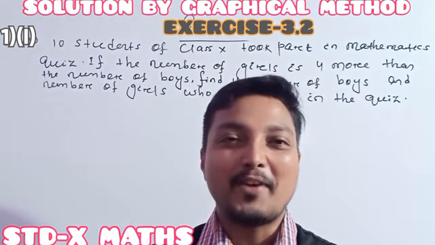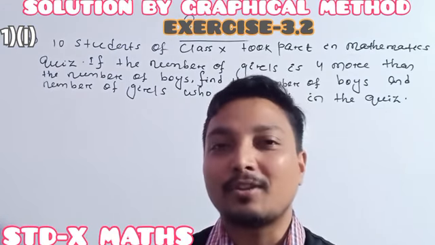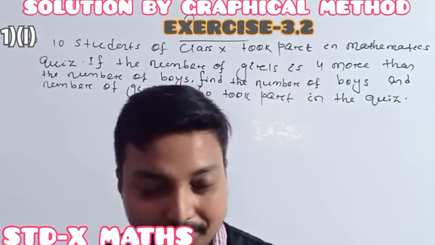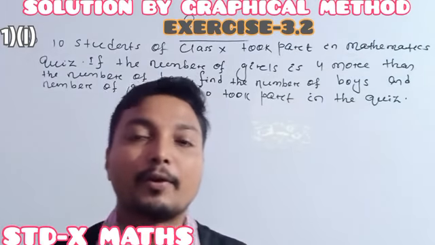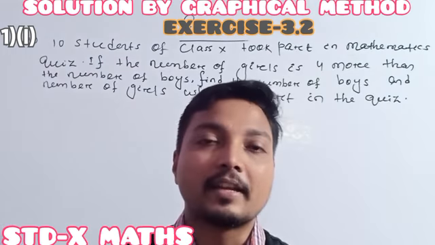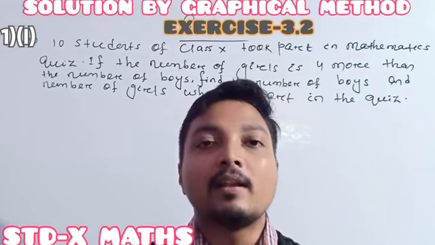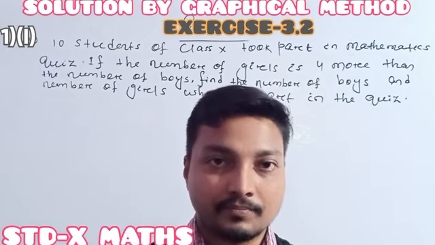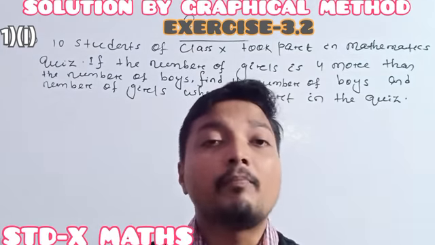This is Devasis Mohanty. Today in this fresh morning, I am going to discuss exercise 3.2, first question. In the last days, we have already discussed that whenever a pair of linear equations is given, the graphical representation will be either intersecting, coincident, or parallel.